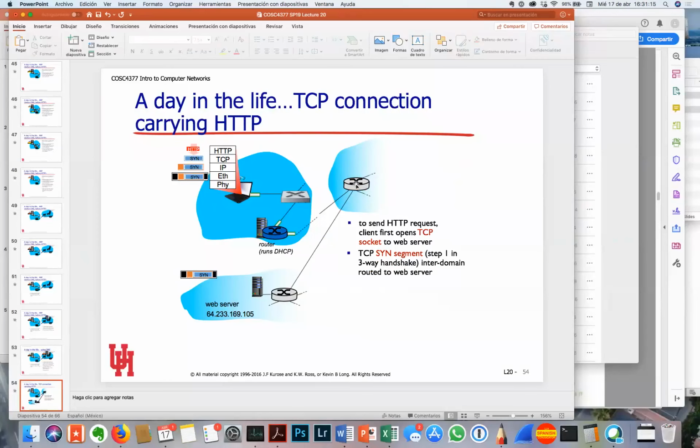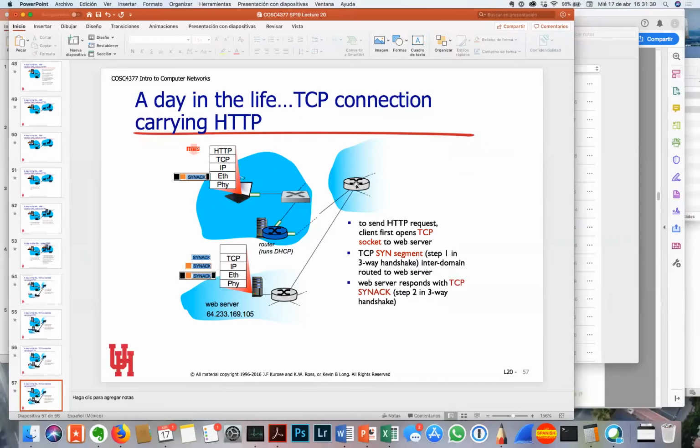But before it can send the HTTP, it's still waiting. The user is still waiting. It's still their fault. I have to do a handshake. So I send a TCP SYN segment. I get a SYN-ACK back, and that makes its way back to me, and I'm now ready to send data.